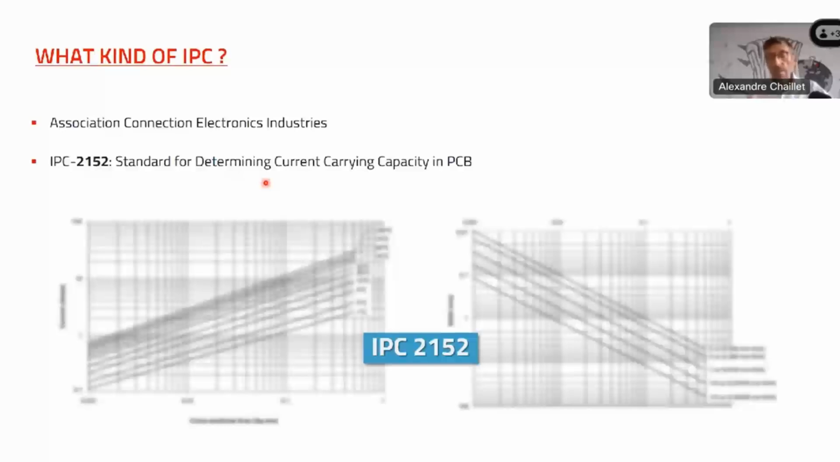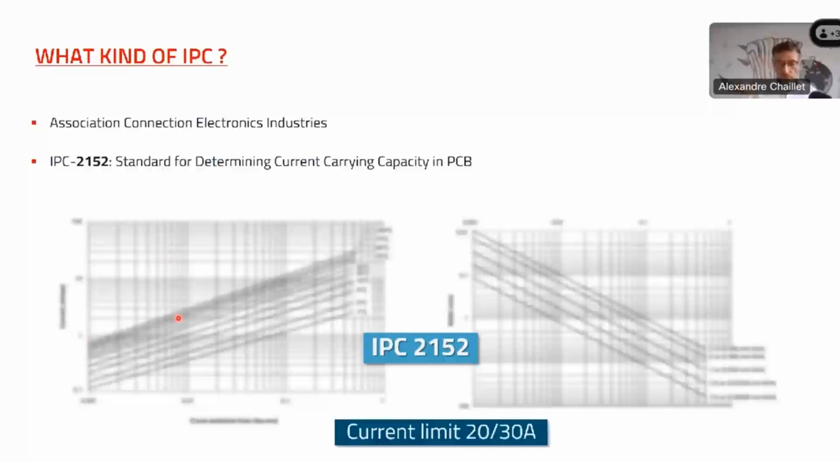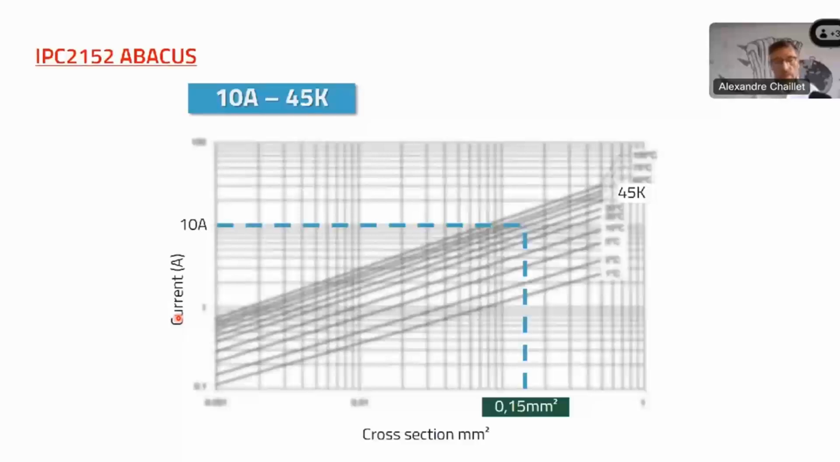Würth Elektronik company bought the standard, but I'm not able to show it clearly because you have to pay for that. That's not really expensive, and it's really easy to use. So in this standard you will find a lot of abacus, for example, and the current limit is roughly 20 amps. So most applications are covered. We'll take the example of 10 amps.